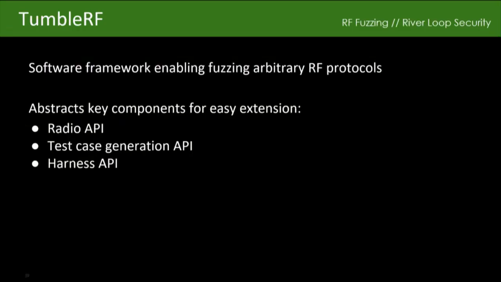So out of that came something that we are releasing and talking about called TumbleRF. TumbleRF is a software framework for fuzzing arbitrary RF protocols. There are three things that it abstracts out. First of all, the radio API. Second, how do we do the test case generation? And lastly, what we call the harness, which I'll talk about more in a minute: how do we instrument and monitor the state of the target.